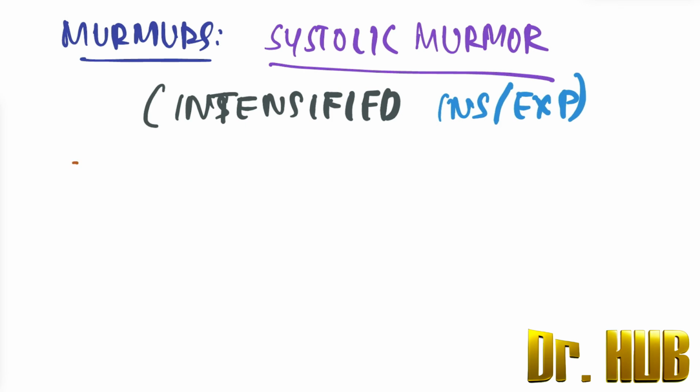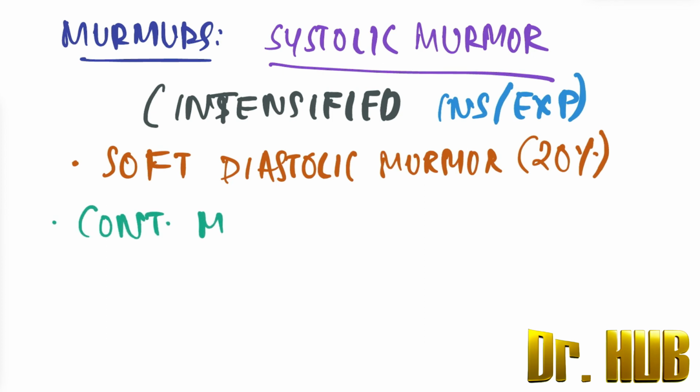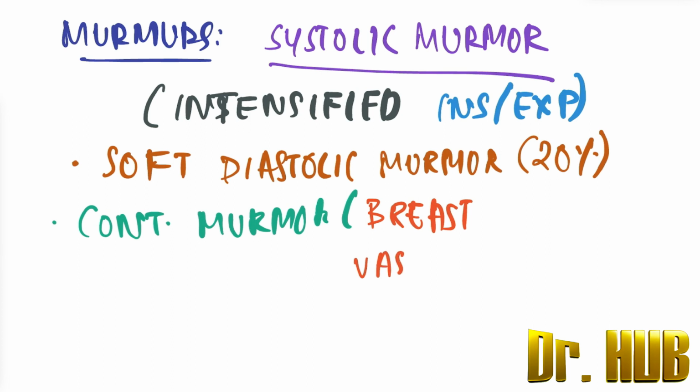Then there is a soft diastolic murmur, which occurs in about 20%. And there is a continuous murmur. This murmur arises from the breast vasculature and amounts to about 10%.